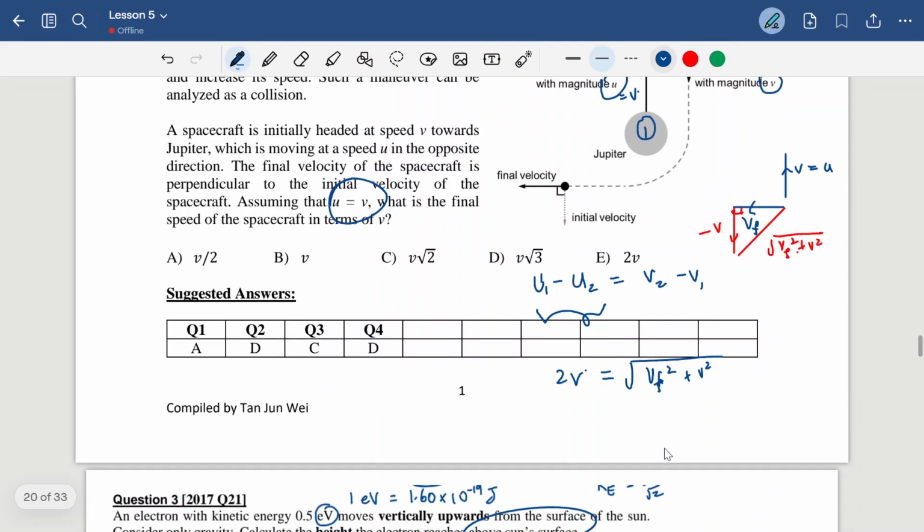So we solve for this. 2V squared equals VF squared plus V squared, so VF squared equals 3V squared. So you get your final velocity as square root 3 V. So in doing this maneuver, it went from V to square root 3 V. That's an increase of 73%.